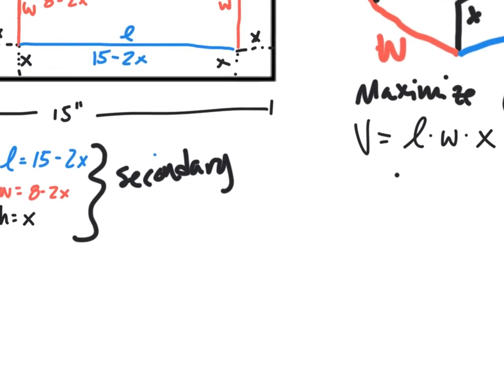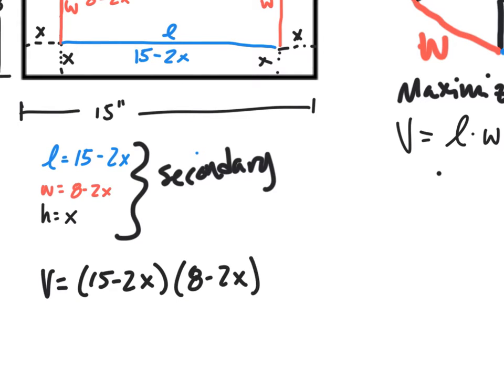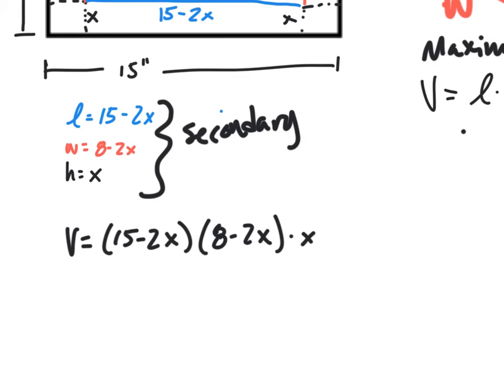All right, let's use volume equals length times width times our height x. And let's rewrite that as volume is equal to our length, which is 15 minus 2x, so the quantity 15 minus 2x, times 8 minus 2x, and then times our height, which is just x. And instead of doing the product rule 2 different times, let's just multiply everything out. So we're going to get volume is equal to, let me FOIL this inside part.